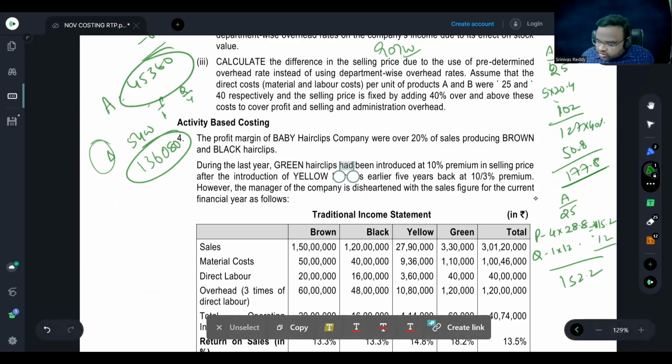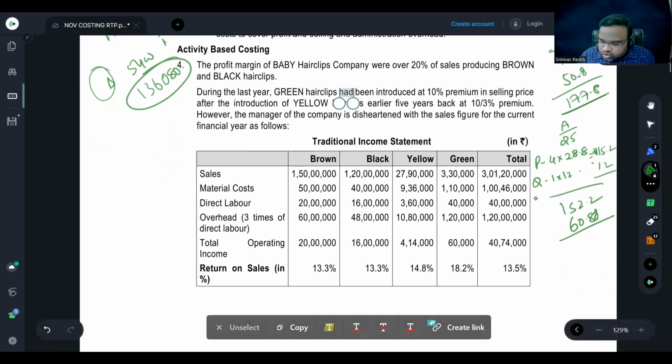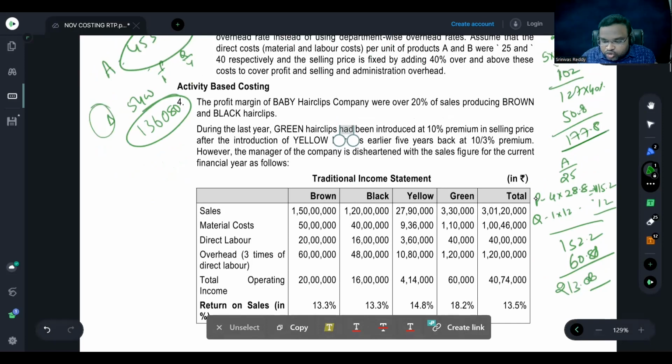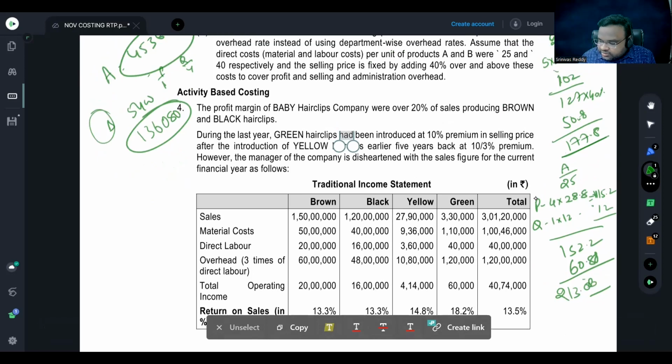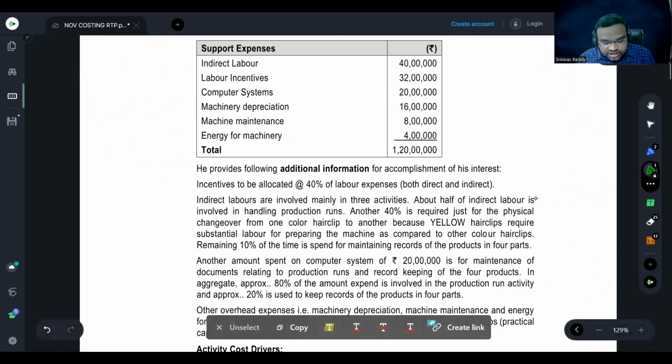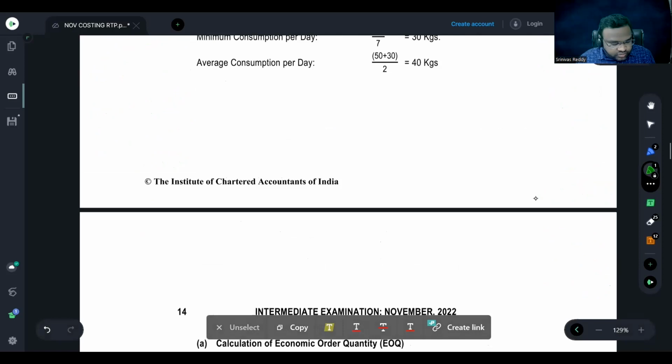152.2. For this, you are adding a profit margin of 40%. So the total would be 213.08. So you're underpricing it, because based on the predetermined rate, 177.8 you should charge, but you're charging 213.08. So 36.08 rupees, you are underpricing your product A.